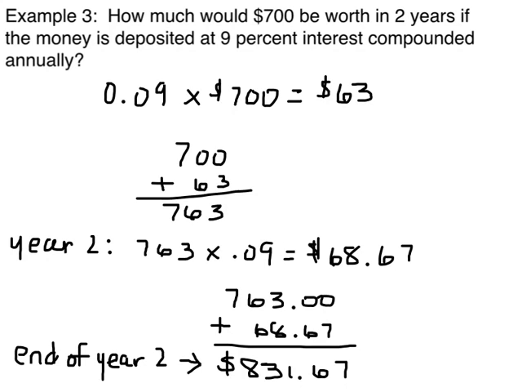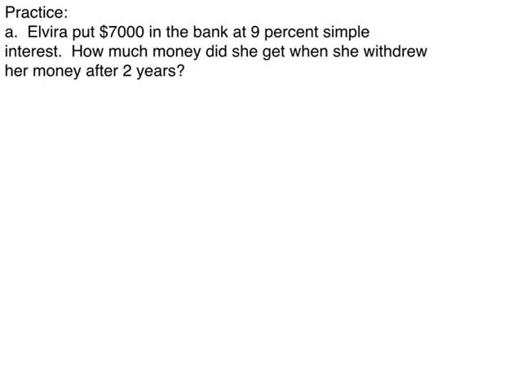Now, beginning year 2, your original amount now is not $700, it's $763. So you multiply that times the 9%, and that next year you're going to get $68.67 in interest. So you're going to add that to the $763 that you started year 2 with, and at the end of year 2, you're going to have $831.67. Pretty good.